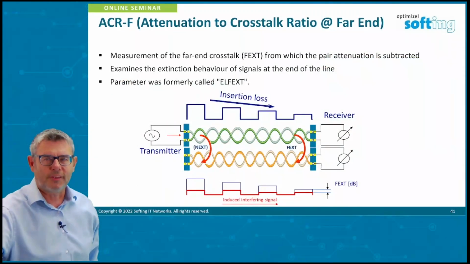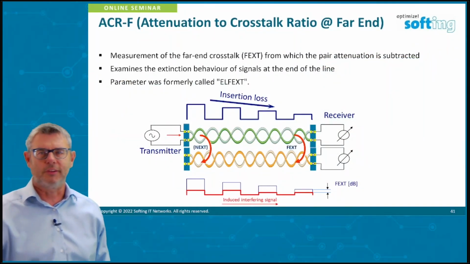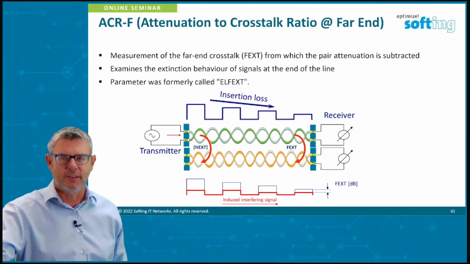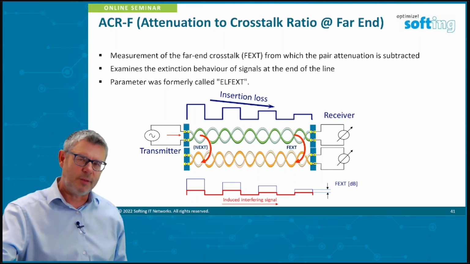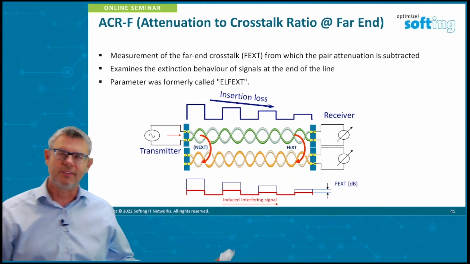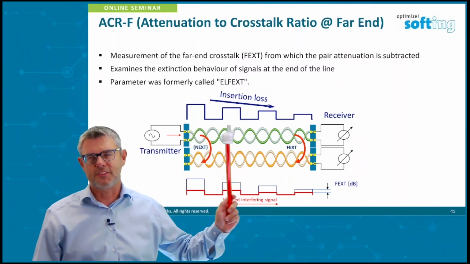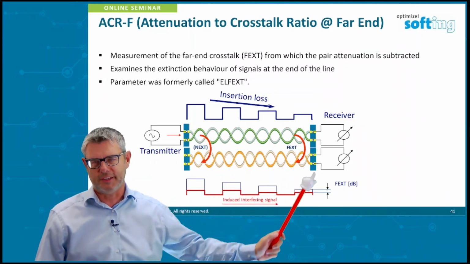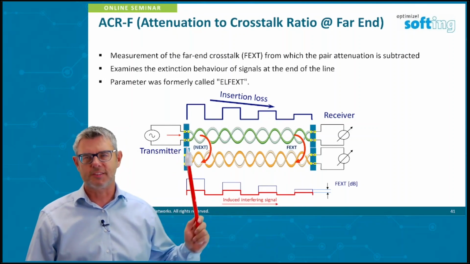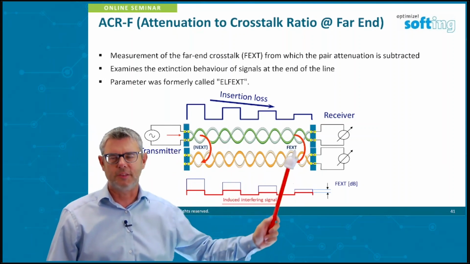Then you got parameters like this one here, ACR-F, attenuation to crosstalk ratio at the far end. That's a parameter which was introduced with gigabit Ethernet. This parameter is looking into the behavior of signals at the end of the line. So you're sending signals in here, and you see what happens at the end of the line.